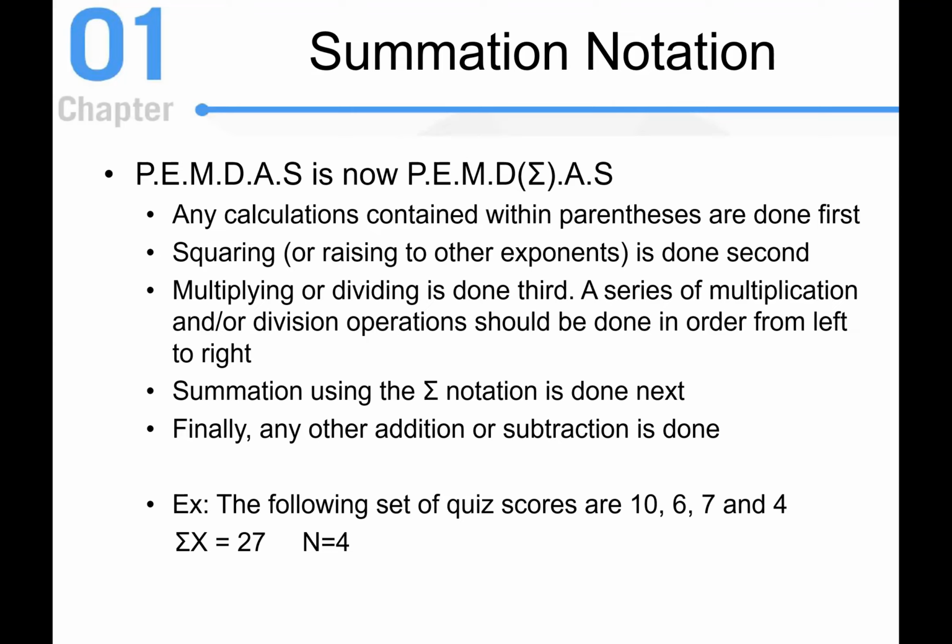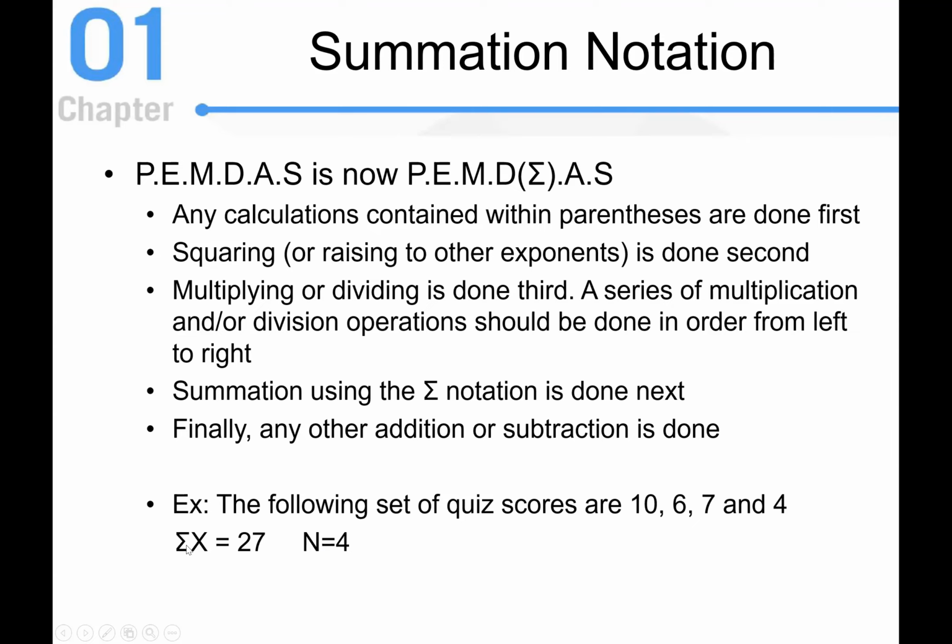So the way this looks, all right, if we have the following set of scores, right? So we have 10, 6, 7, and 4, right? The population of scores is 4, right? Because we have this capital N equals 4, right? So this represents a total population of scores: 10, 6, 7, and 4.